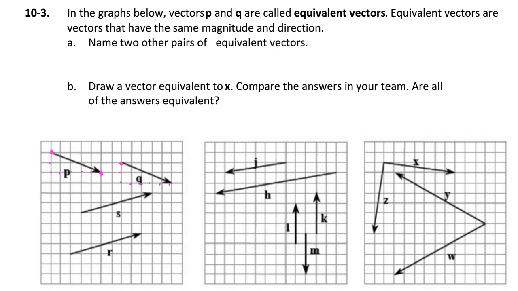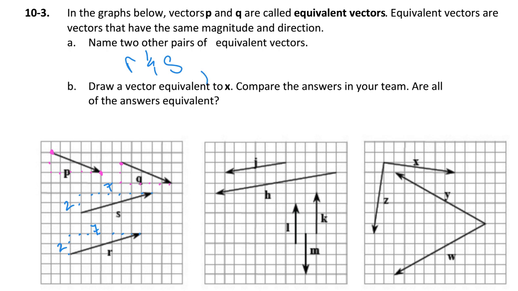Okay, they ask us to find 2 other pairs of vectors that are equivalent. Well, it looks like R and S are equivalent. They're pointing in the same direction, so let's check their magnitude. This goes up 2 and over 7. And this one goes up 2 and over 7. And so if I did Pythagorean theorem with both of those, I would find that R and S have the same length. So R and S is one pair of equivalent.